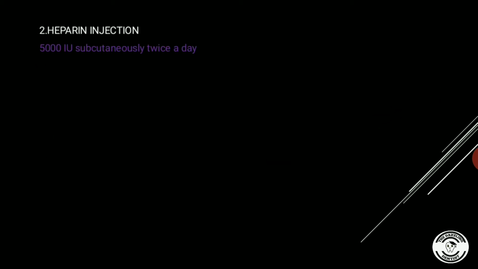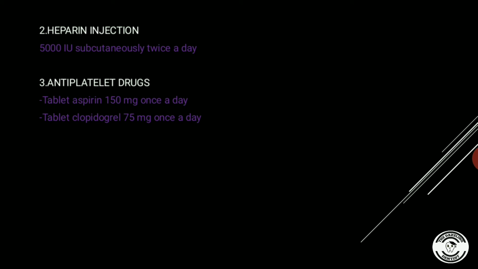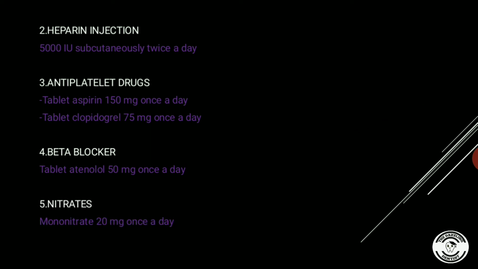Next, we will give heparin injection 5000 international units subcutaneously twice a day. We will give antiplatelet drugs, in which we will give tablet aspirin 150 mg once a day and tablet clopidogrel 75 mg once a day. Next, we will give beta blocker, in which we will give tablet atenolol 50 mg once a day. Next, we will give nitrates, in which we will give mononitrate 20 mg once a day.